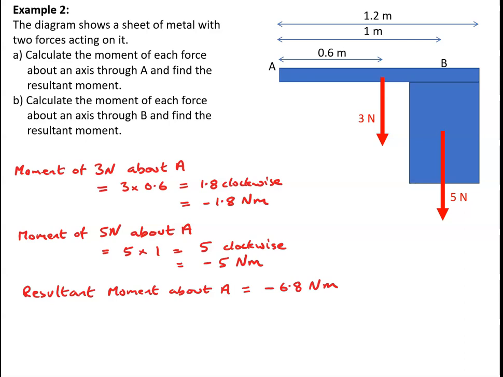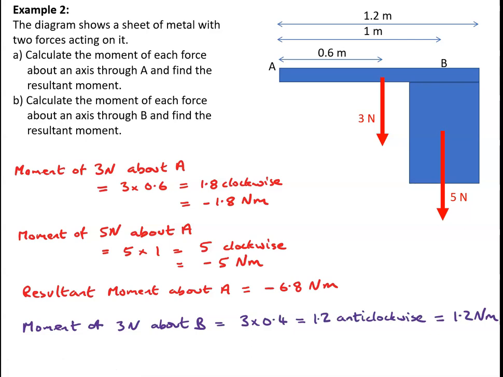Now considering the moments of the forces about an axis through the point B, the moment of the 3 Newton force about the point B is 3 times 0.4, which gives me 1.2 in an anti-clockwise direction. So that means I've got a moment of plus 1.2 Newton meters.